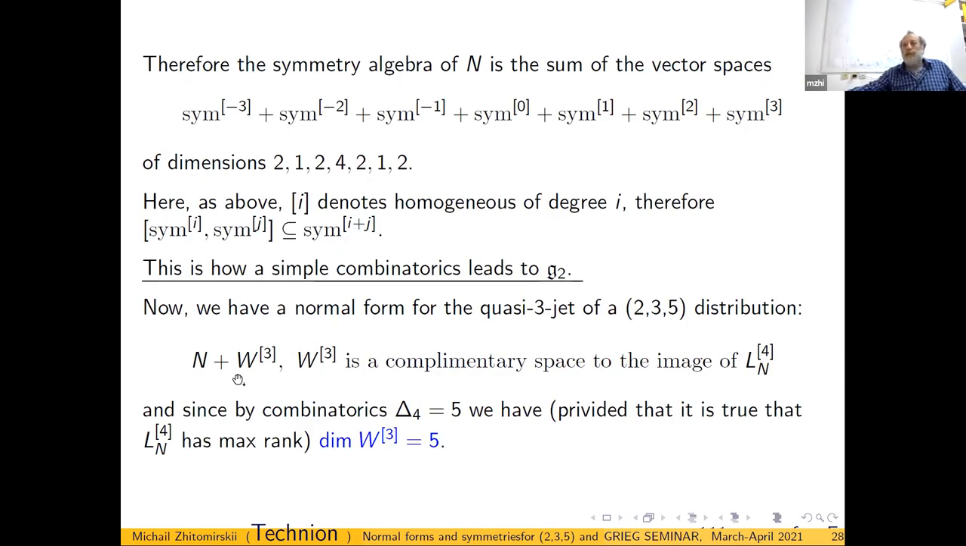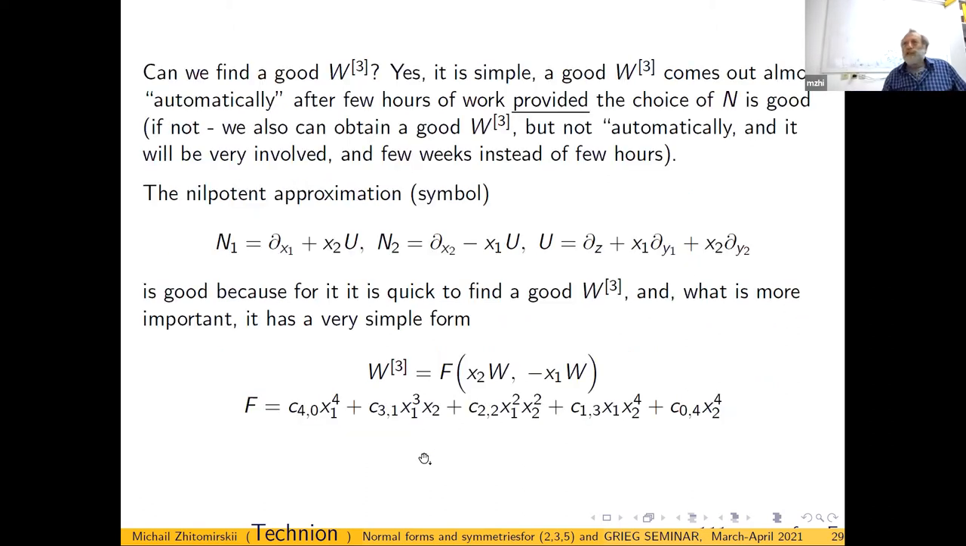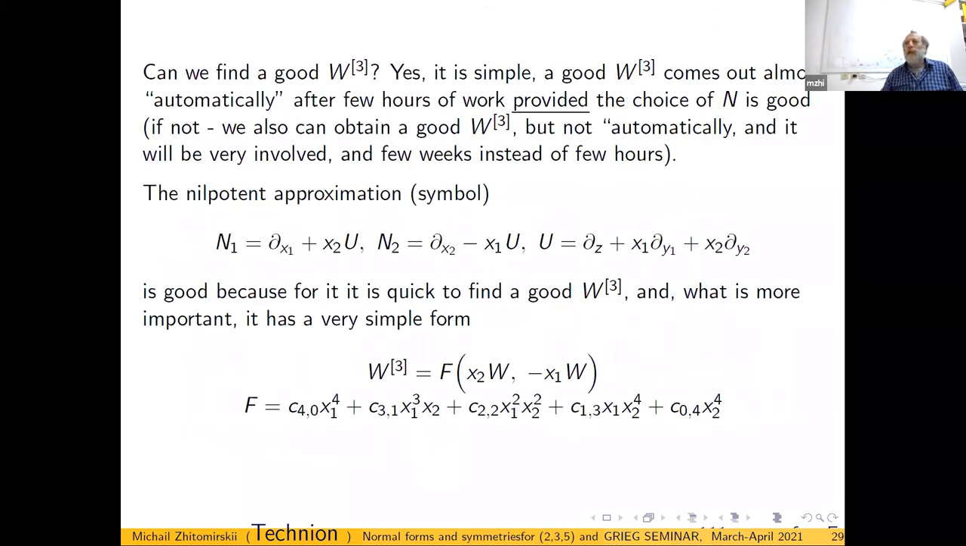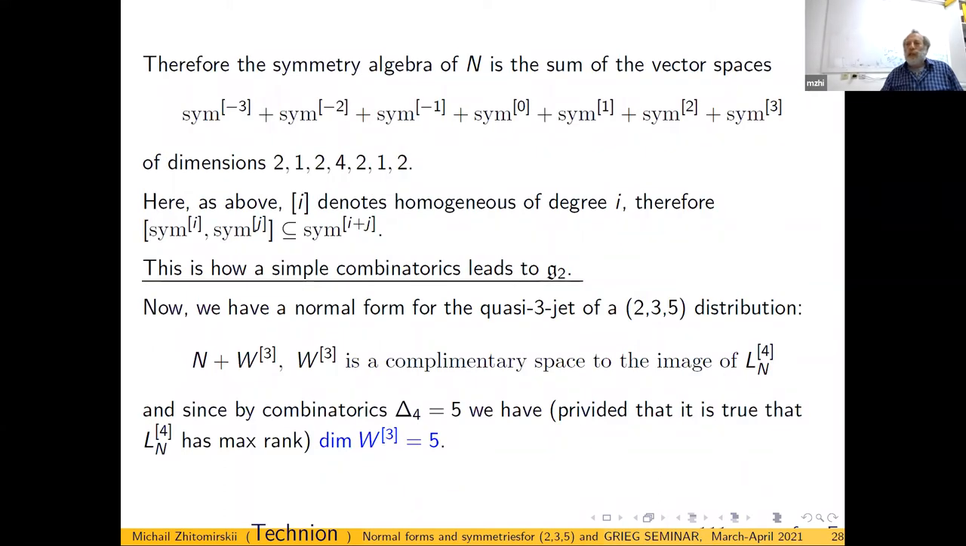And now about this concrete choice, this complementary five-dimensional space. I want it to be good, according to the definitions that I gave. As I said, the choice of the symbol as a pair of vector fields is irrelevant for the definition of good. But constructing a good one, if it exists, can be simple, with very short, nice formulas, or very involved. Whether it is simple or involved is not a conceptual question, but it's an important question for our work here.